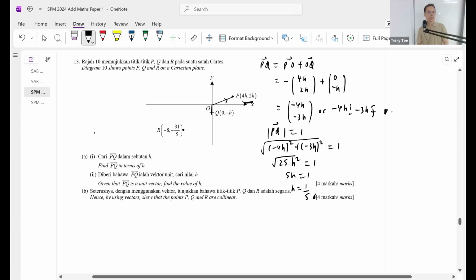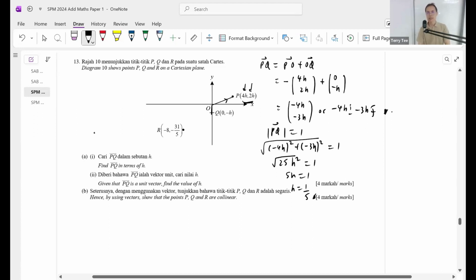Do you need to put plus minus? One question. Answer is no. Why? Because you can see the 4h is on the right hand side, so it's positive. 2h is above the x-axis, it's also positive. So h should be more than 0. Don't need to take the negative value, right?